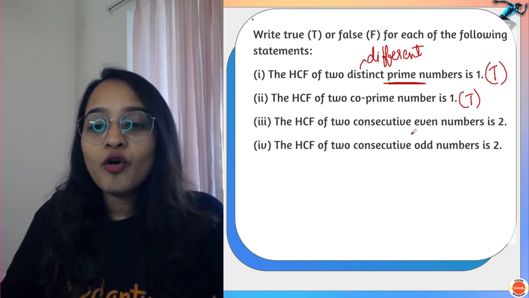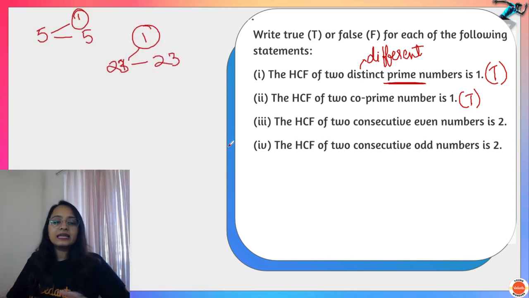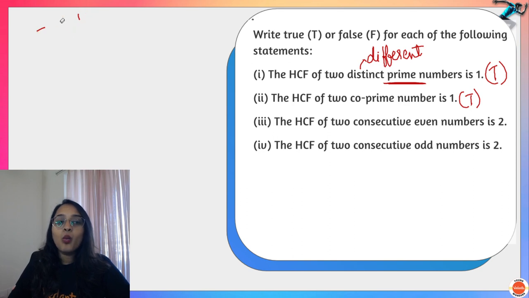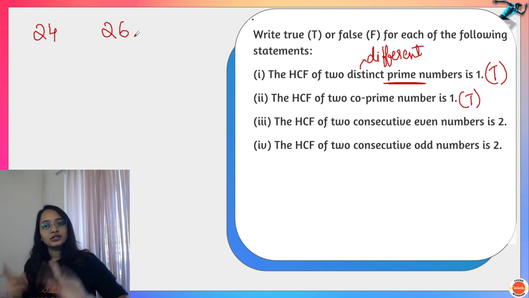The HCF of two consecutive even numbers is 2. Let's take any consecutive even numbers. What do you mean by consecutive even numbers? Even numbers that come one after the other. Okay? For example, 24 and 26. They are consecutive. After 24, the next even number is 26.